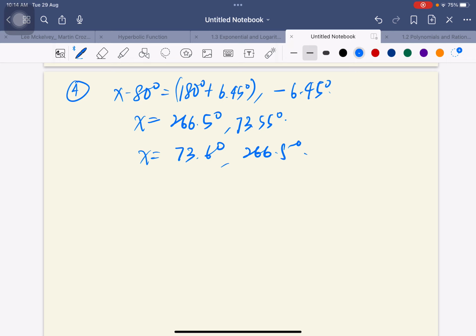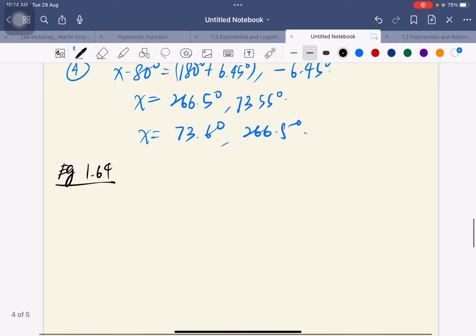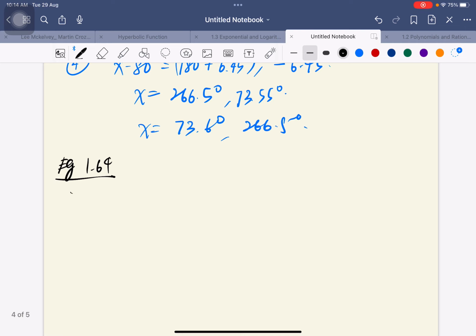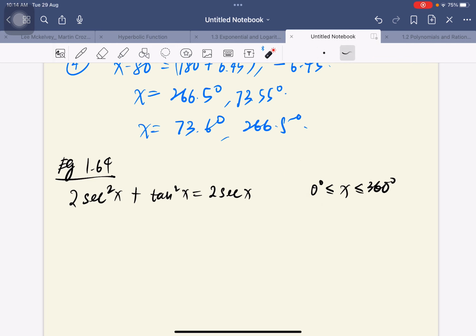So let's look at example 1.64. Find all the angles from 0 degree to 360 degree that satisfy the equation 2 secant square x plus tangent square x equals to 2 secant x. So they want the range from 0 to 360. Always be careful with the range given by the question, because that's where they want the solutions to be.